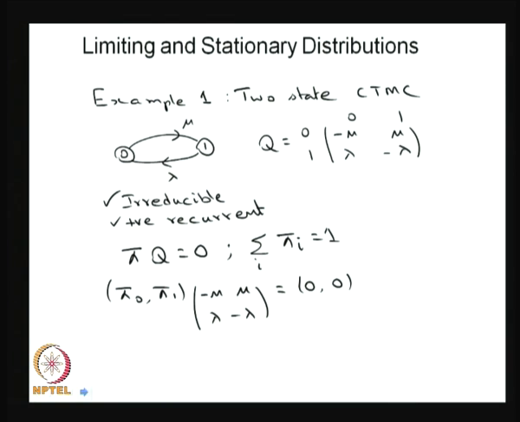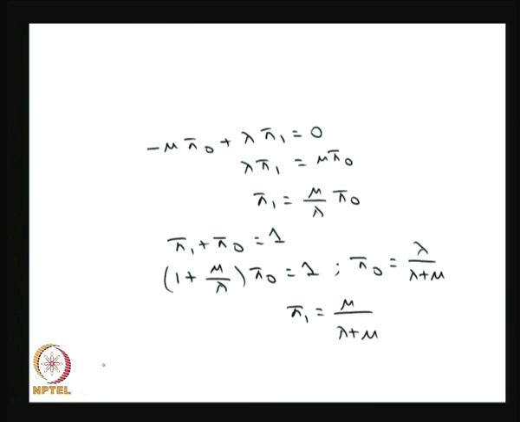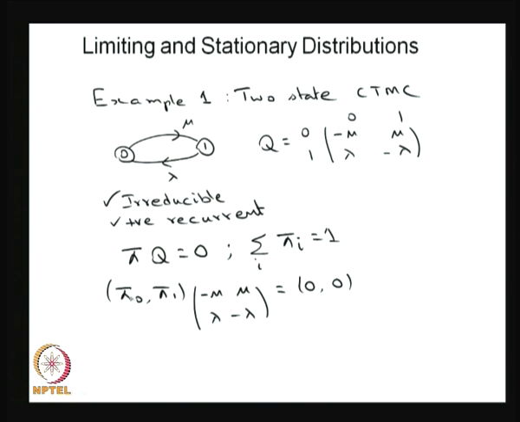I am going to give one simple example of the limiting and stationary distribution. Take the two state CTMC with its Q matrix, and you can verify that this is irreducible and positive recurrent, since it is a finite state model and both the states communicate with each other. Therefore, it is an irreducible positive recurrent chain. So, you can solve pi Q equal to 0 and the summation of pi_a equal to 1. Here pi is the vector, Q is the matrix, and the right side is 0. If I take the first equation, I get minus mu pi naught plus lambda times pi 1 is equal to 0.